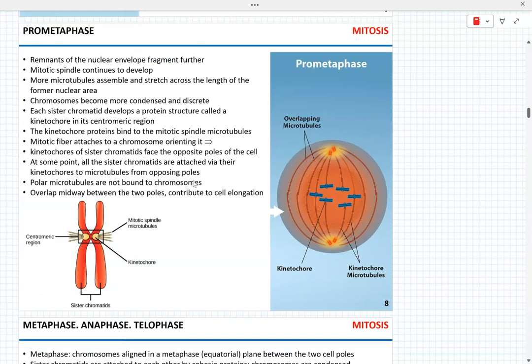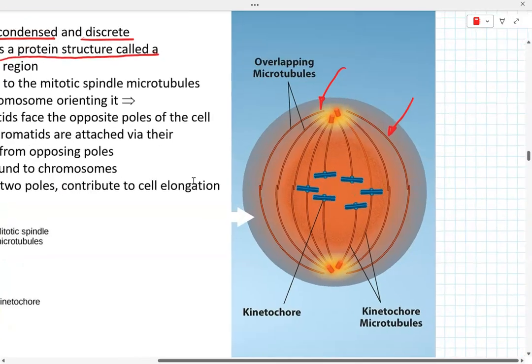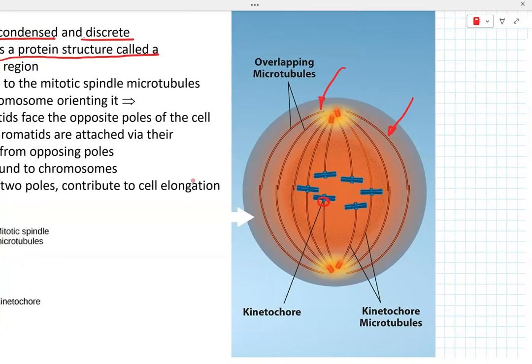The next phase, prometaphase, is characterized first of all by the complete elimination of the nuclear envelope. The mitotic spindle, as you can see, keeps developing, since more microtubules stretch across the area of the former nucleus. Chromosomes become more condensed, more discrete, more visible, and each sister chromatid develops a special protein structure called a kinetochore in the centromeric region. Here you can see a kinetochore.